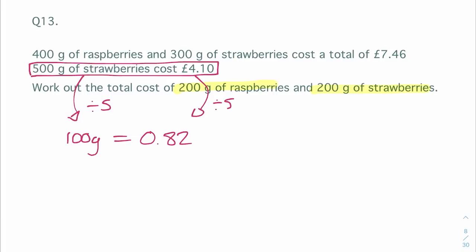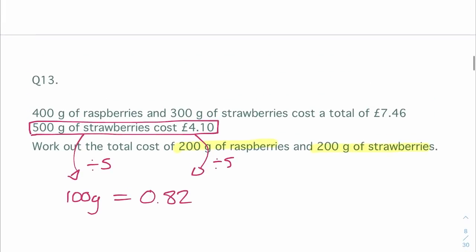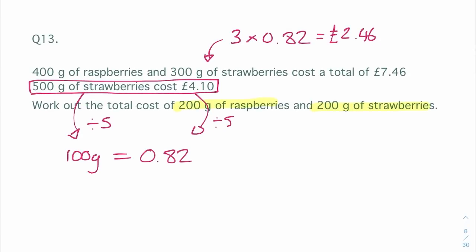Now I can use that in the first piece of information. So it said 400 grams of raspberries and 300 grams of strawberries cost £7.46. Well, how much do these 300 grams cost? We know 100 grams is 82p, so 300 grams will be 3 times that. So that would be 3 times 0.82. If we just times that by 3 on the calculator, that comes out as £2.46. So the strawberries in that first line cost £2.46.